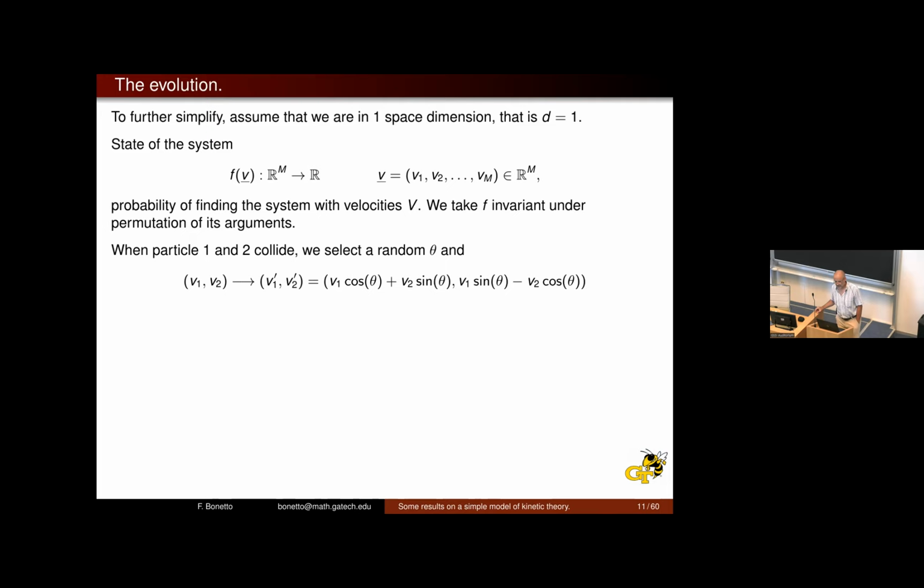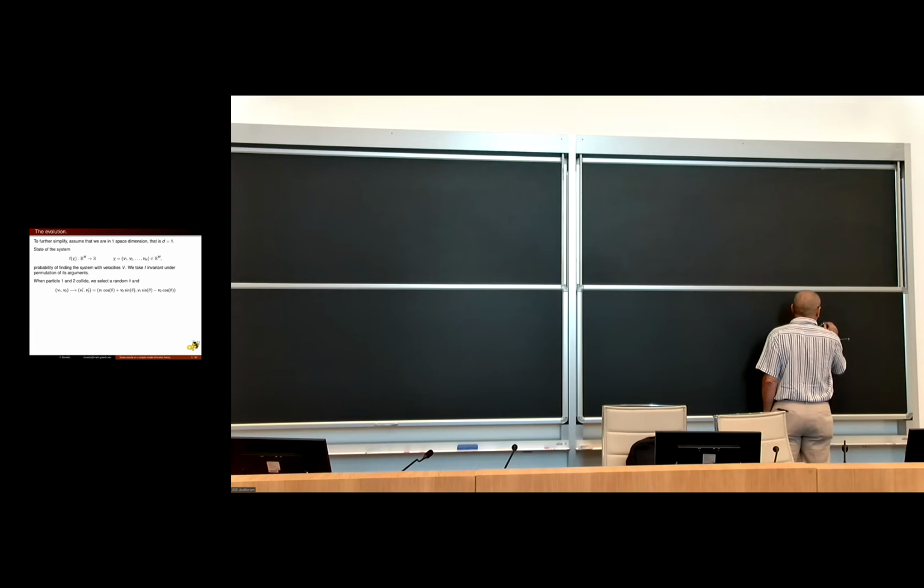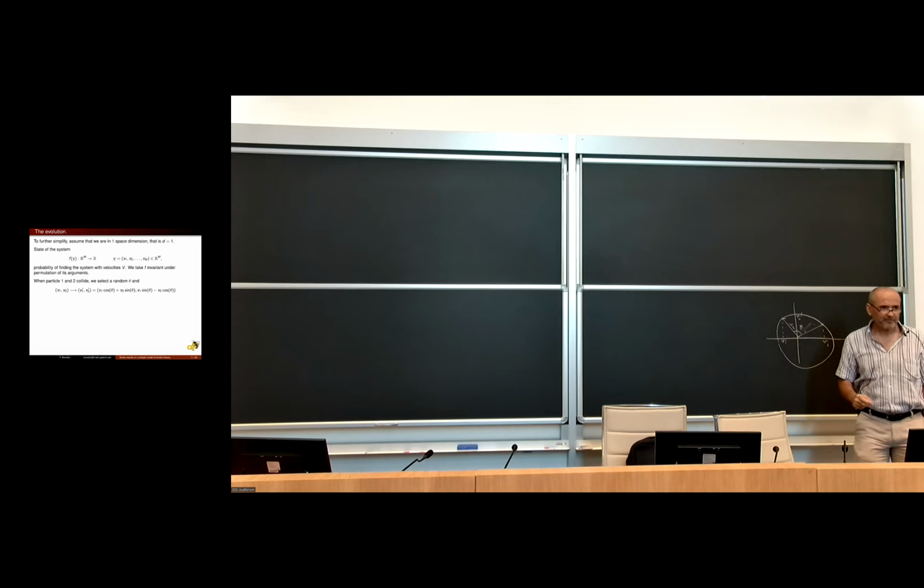If particle one and particle two collide, what do I do? The collision rule is very simple. I have two velocities. Let's put it like this: this is V1 and this is V2. I take the circle, and then just choose an angle theta and rotate, and these are V1 prime and V2 prime. So the idea is just that you apply a rotation, and this is the simplest way to preserve the kinetic energy, and clearly you cannot preserve momentum, as we said.